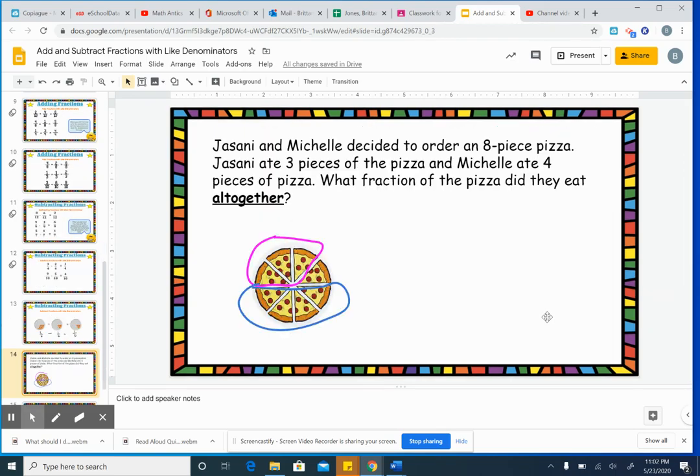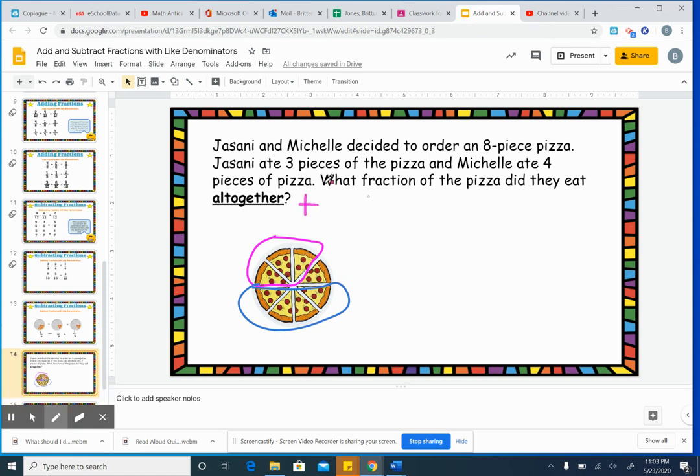Here we have a word problem. Jasani and Michelle decide to order an 8-piece pizza. Jasani ate 3 pieces of the pizza, and Michelle ate 4 pieces of the pizza. What fraction of the pizza did they eat altogether? Well, you need to know what we're doing here. Are we adding or subtracting? Well, it says here, what fraction of the pizza did they eat altogether? This word altogether means adding. So we're going to be adding here.